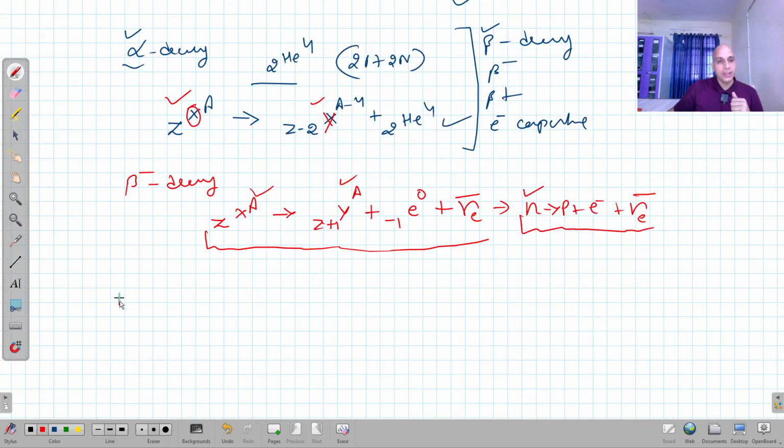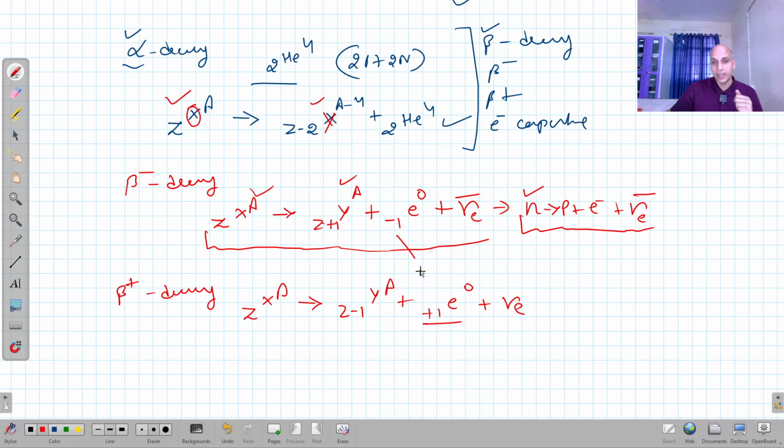If I talk about beta positive decay, it means emission of a positron. So in this case, ZXA parent nucleus gives Z minus 1 Y A daughter nucleus plus plus 1 E 0 plus the neutrino associated with the electron, right? So you can see here, now it is a positron. This is the antiparticle of the electron, right? Again, charge is conserved on both sides, and mass number is conserved. You can see in both cases there is no change in the mass number, right?